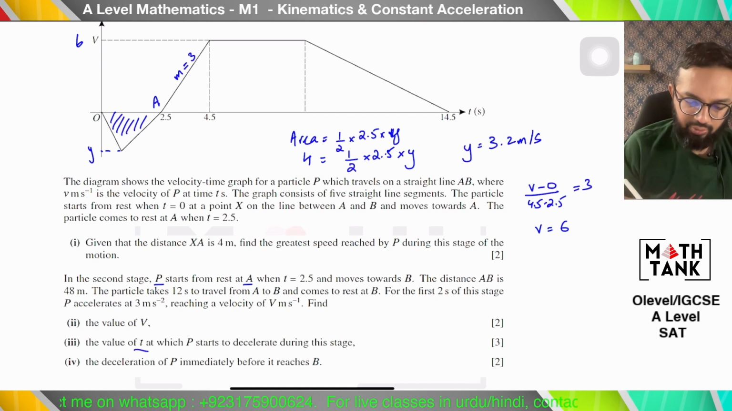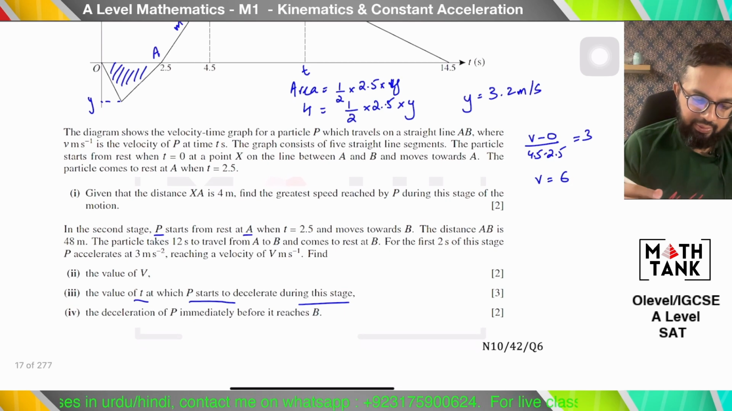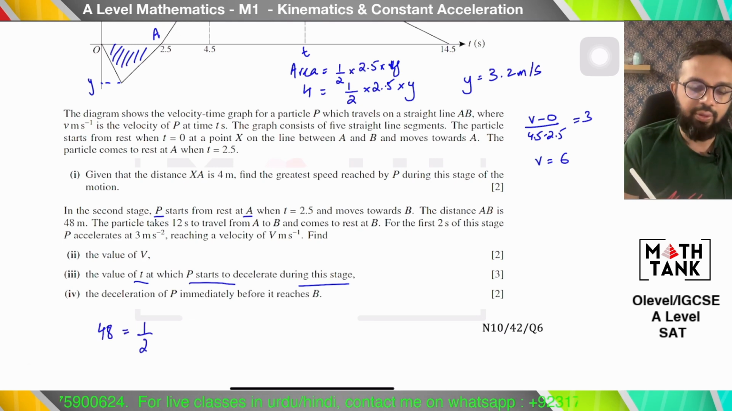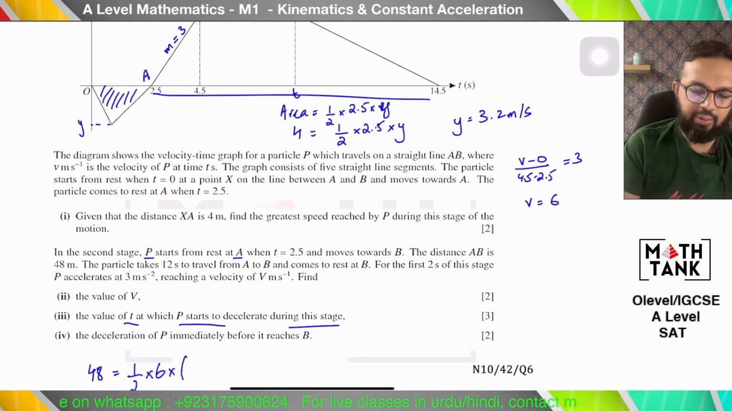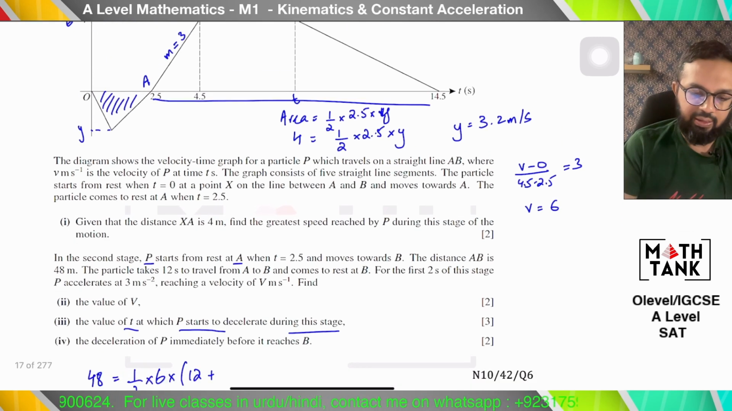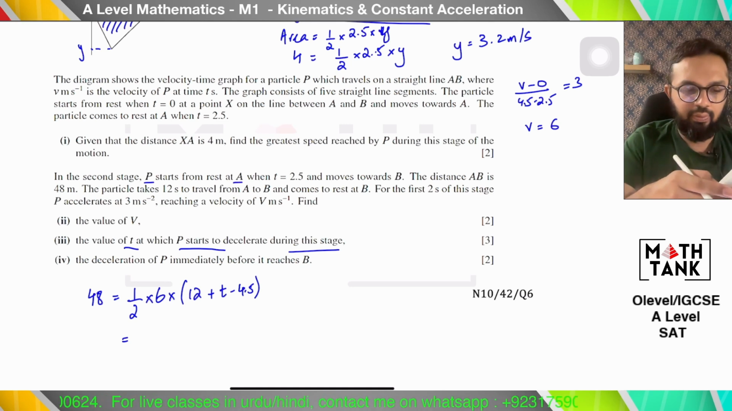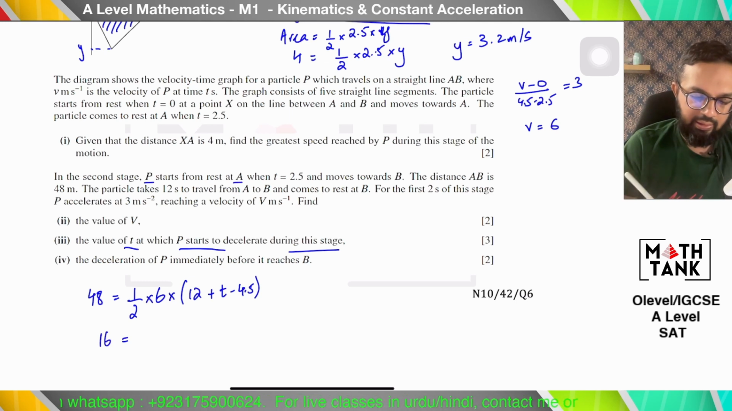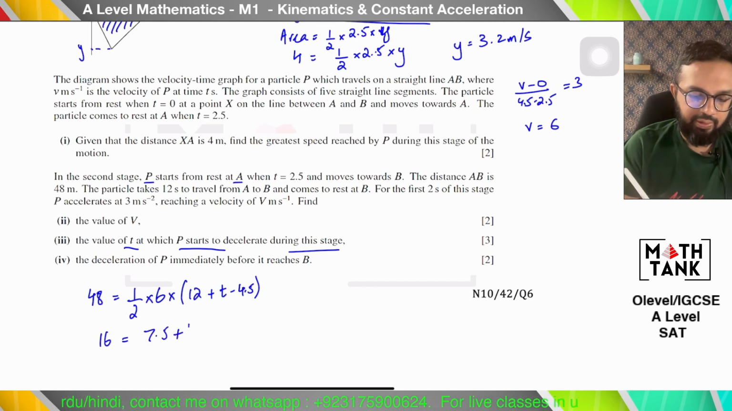Find the value of T at which P starts to decelerate, so they're calling this T. I know that this entire area is 48 meters, so I'm going to use the trapezium formula, half into height into sum of parallel sides. This side is 12 and the other one is T minus 4.5. Cross multiply and try to solve. 48 into 2 divided by 6 is 16, and 12 minus 4.5 is 7.5 plus T.